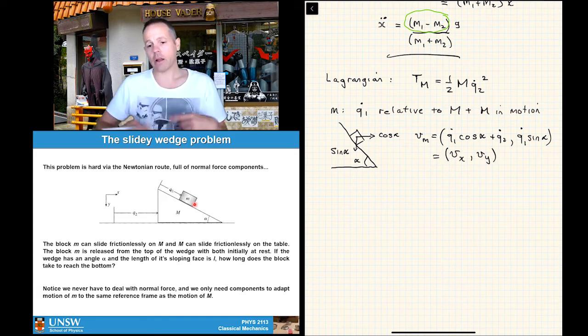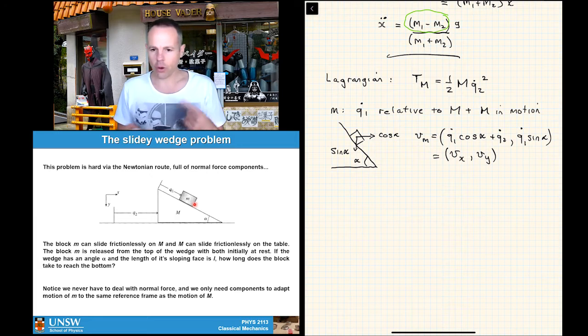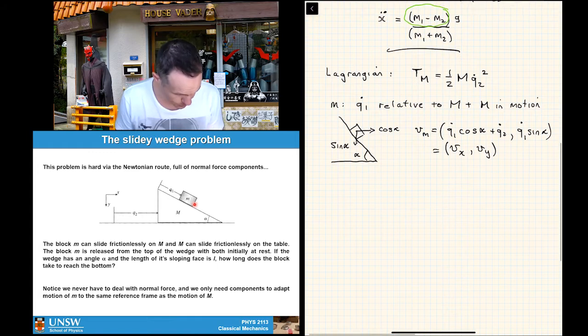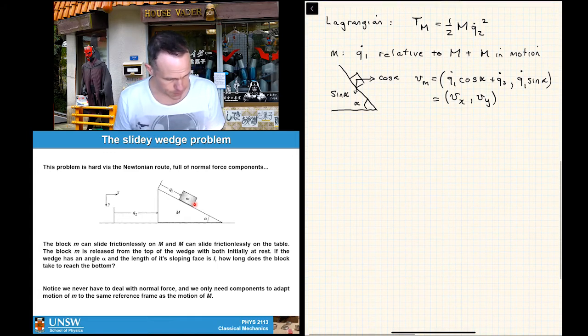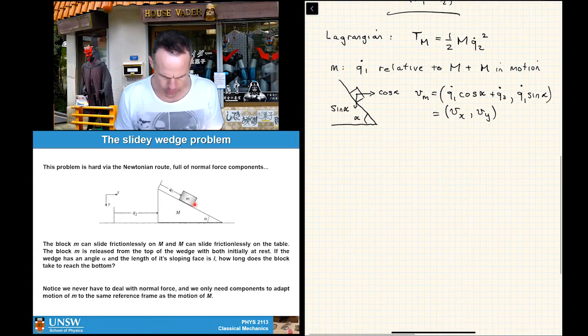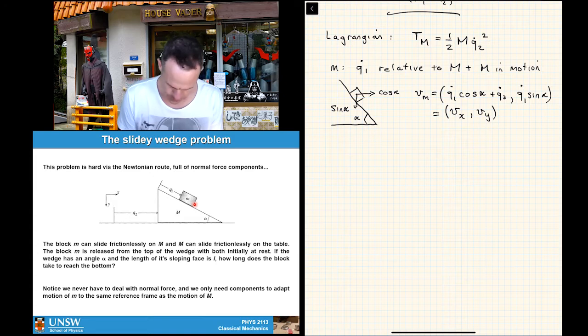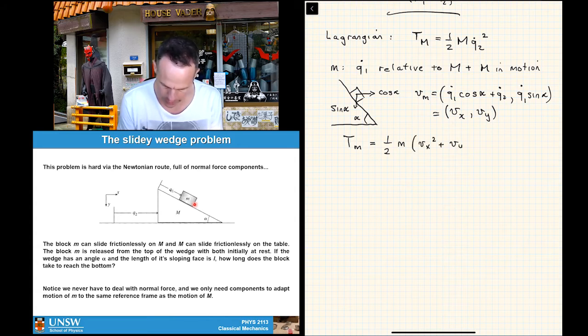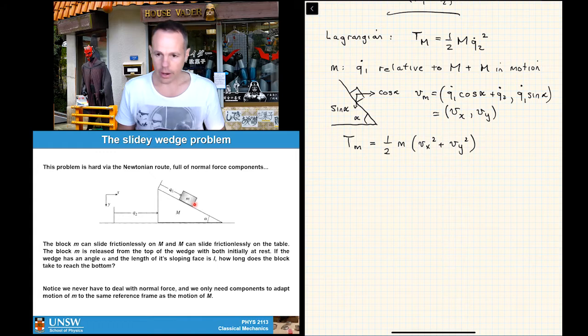Okay, and likewise we could convert back later on from vx, vy to our q1, q2 system, okay? All right, so now we've got something we can play with, and we can get our T little m, which will be a half m (vx squared plus vy squared), okay? And so now we're just dealing with the little block.